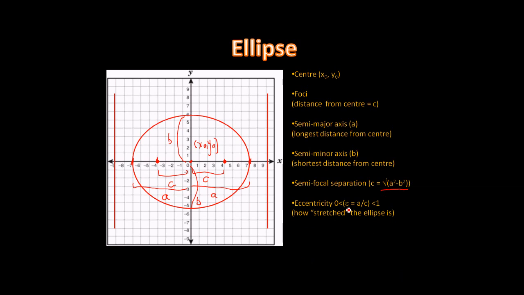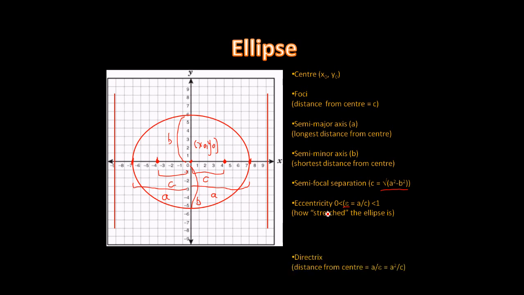And another property of an ellipse is the eccentricity of the ellipse, which is given by the Greek letter epsilon. And you can get the value of the eccentricity by having a and c, and dividing c by a. All right. It is actually a measurement of how stretched the ellipse is. So basically, the more elongated the ellipse, the closer the value of the eccentricity will be to 1.